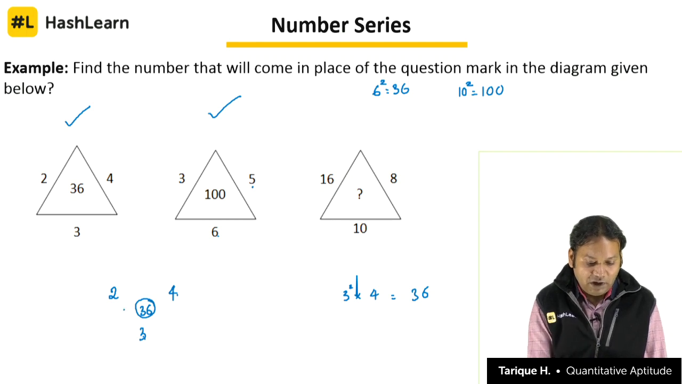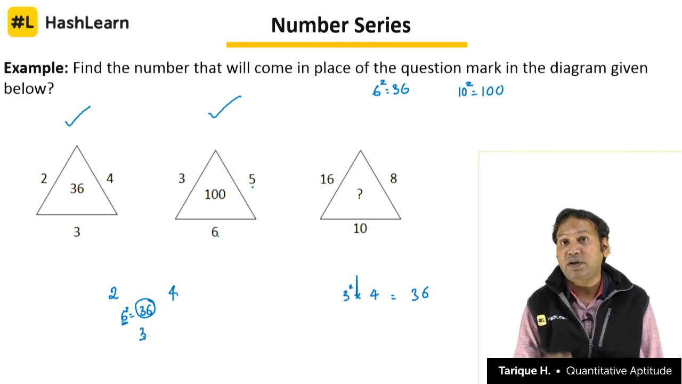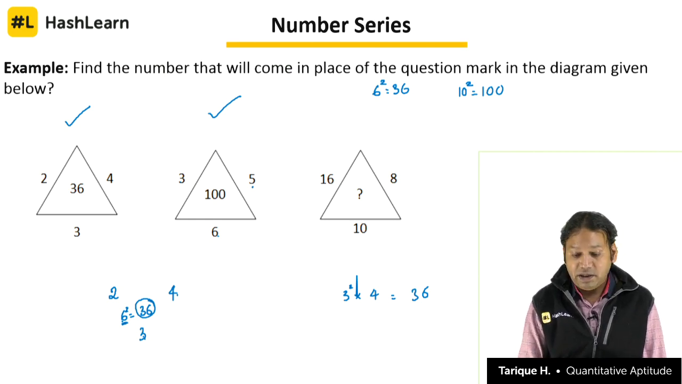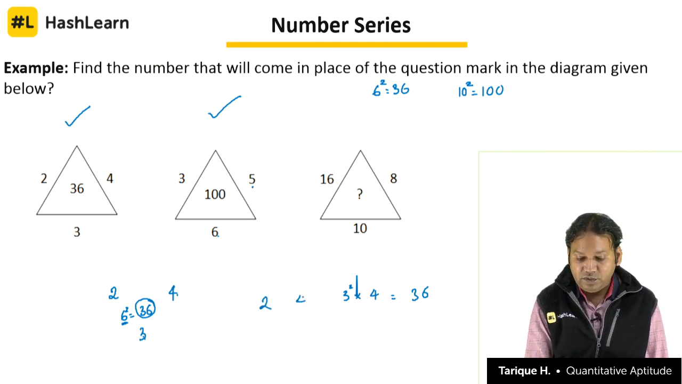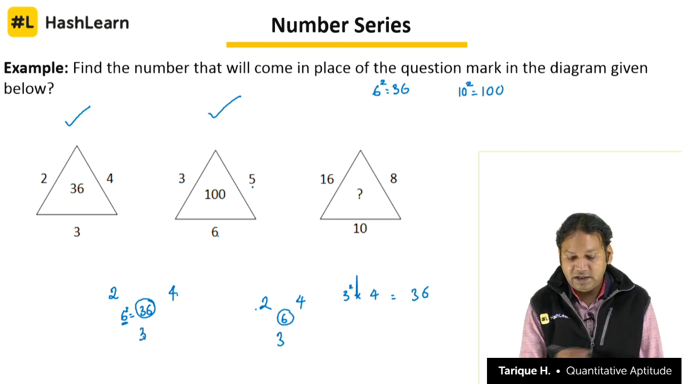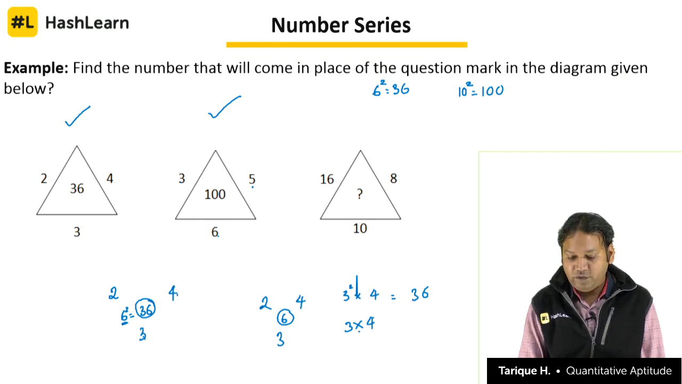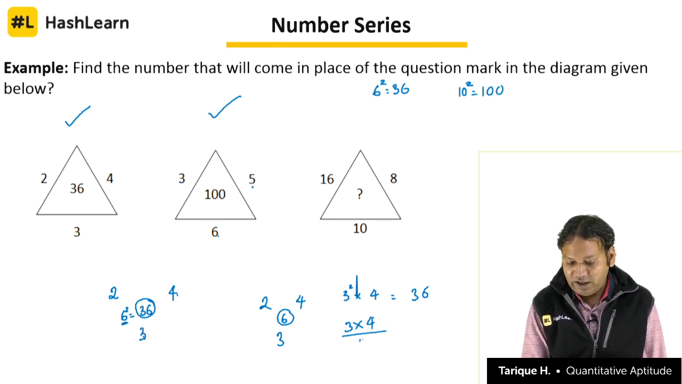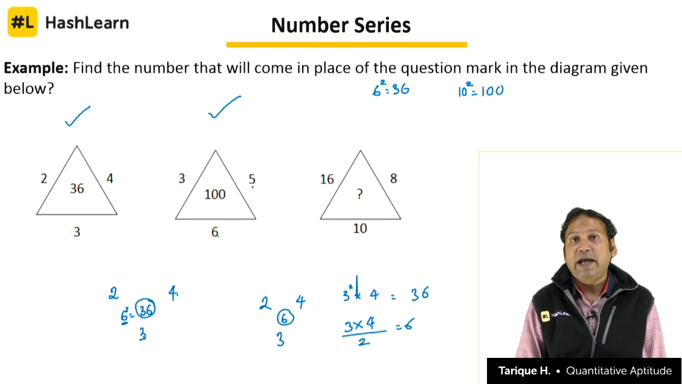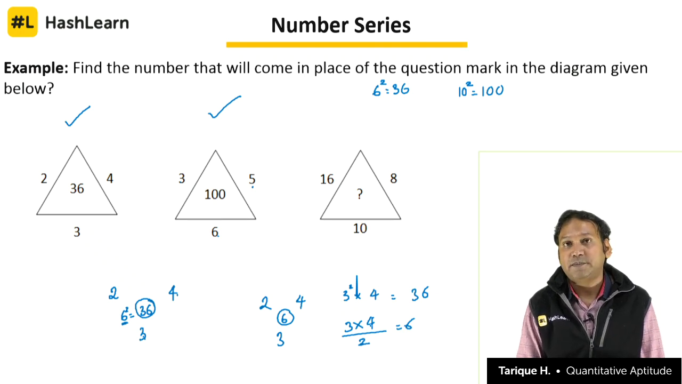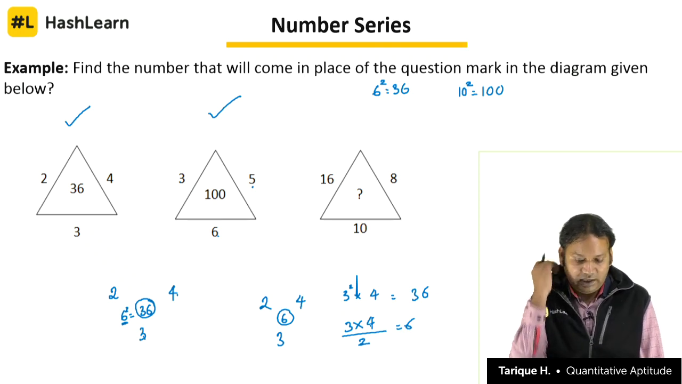So now I am just thinking about how did we get this 6? Now I am not thinking about 36. Now I am thinking about how do I get 6 from 2, 4 and 3. That is workable. You see, 3 into 4 is 12, and 12 by 2 is equal to 6, and 6 square is 36. Okay, so that is very clear.